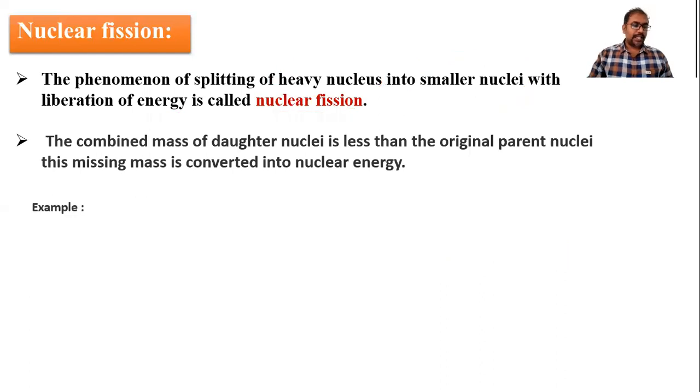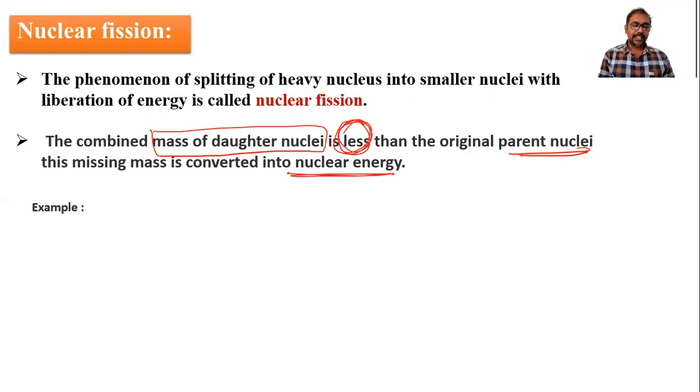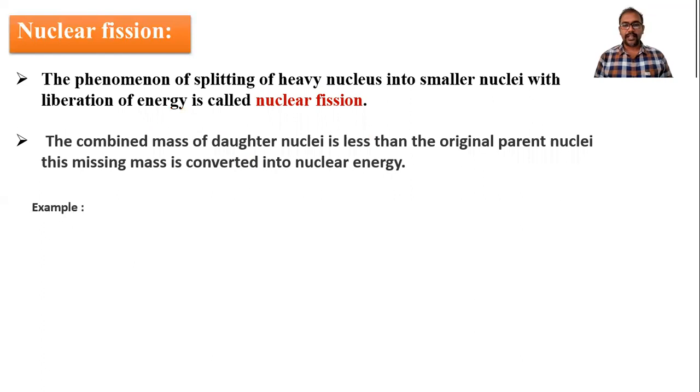Now, in that process, if you find the mass of the daughter nuclei, if I consider two daughter nuclei and add their masses, this is always less than the parent nucleus mass. Why the difference in mass? Because the difference in mass is converted into energy. You know Einstein's mass energy relation: the missing mass here is converted into energy.